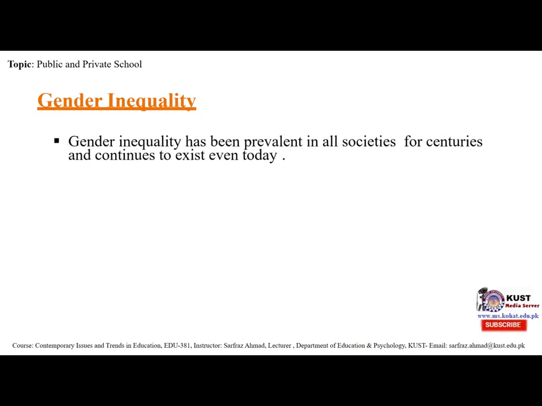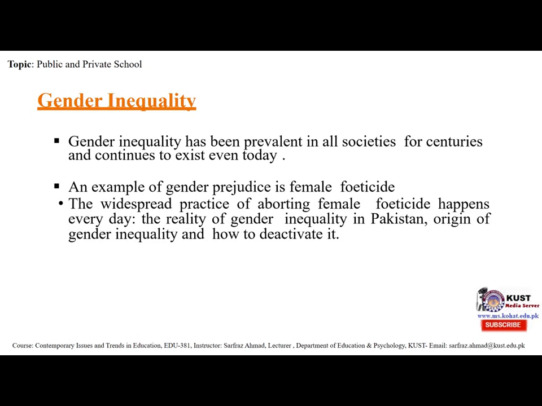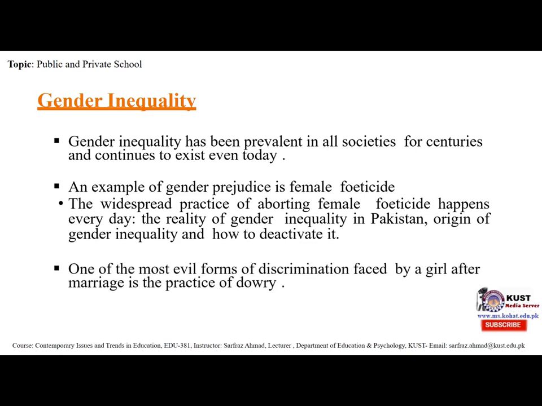Gender inequality has been prevalent in all societies for centuries and continues to exist even today. An example of gender prejudice is female foeticide, and this widespread practice happens every day. The reality of gender inequality in Pakistan, the origin of gender inequality, and how to deactivate it. One of the most evil forms of discrimination faced by a girl after marriage is the practice of dowry.